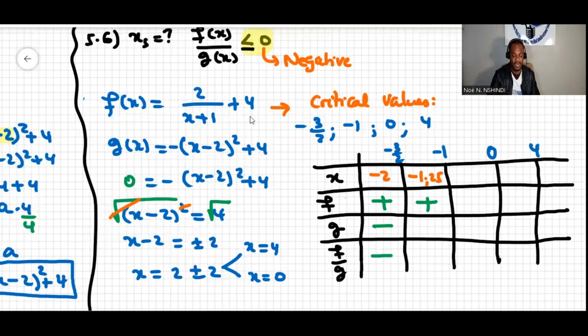And then if you sub that number on g of x, after the calculation, you're still going to get a negative answer. I meant -1.25, not a semicolon, it's a decimal point. If you sub -1.25 on g of x, you're still going to get a negative answer.